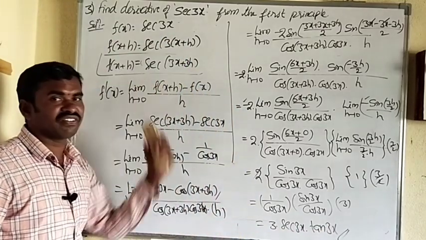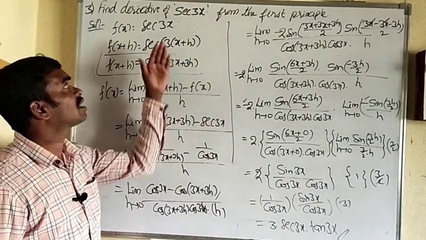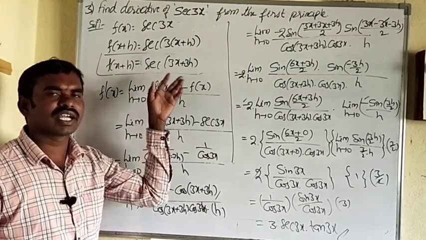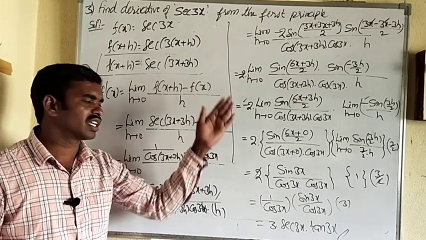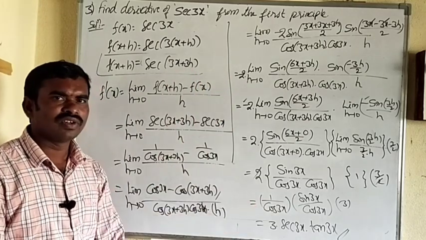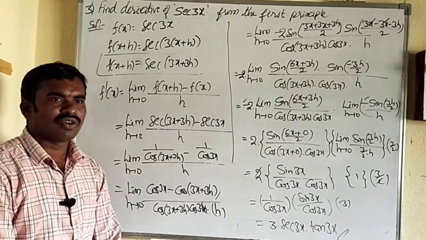Even you can verify by finding the derivative. d by dx of sec 3x is sec 3x into tan 3x into d by dx of 3x. That only we get. Is it clear? Can I give you one more problem? Okay, see the next problem.